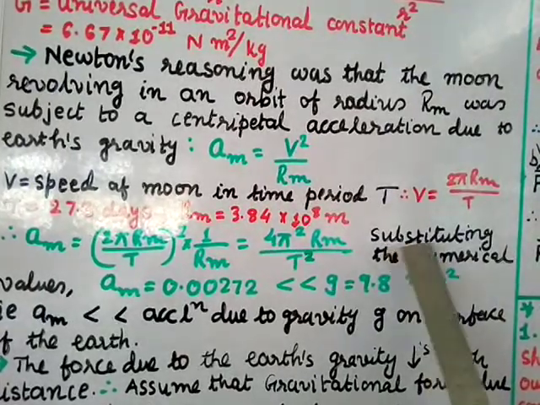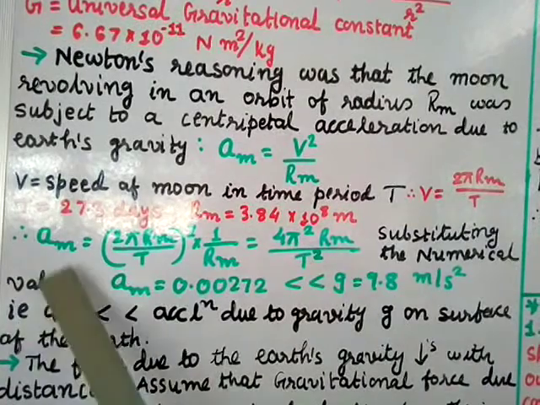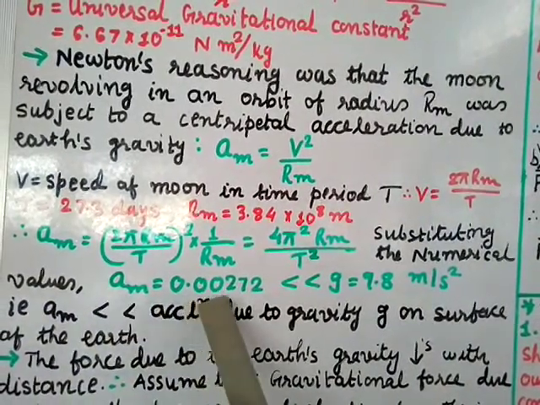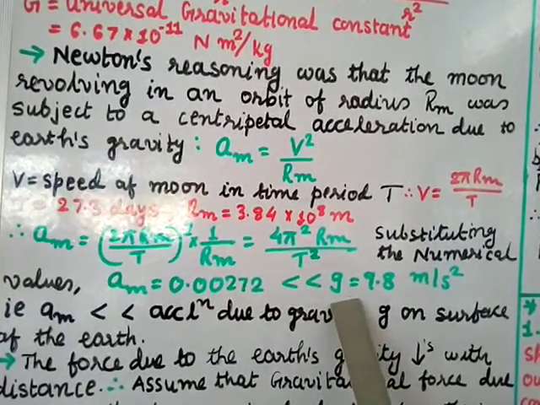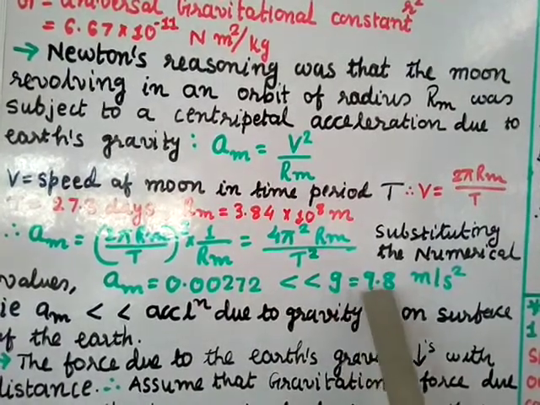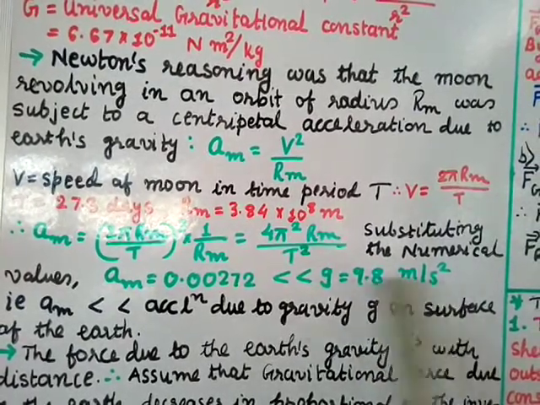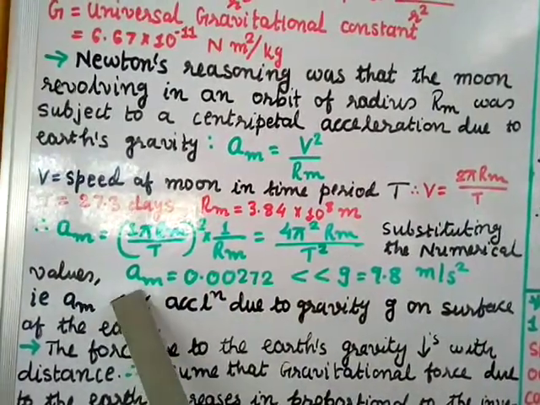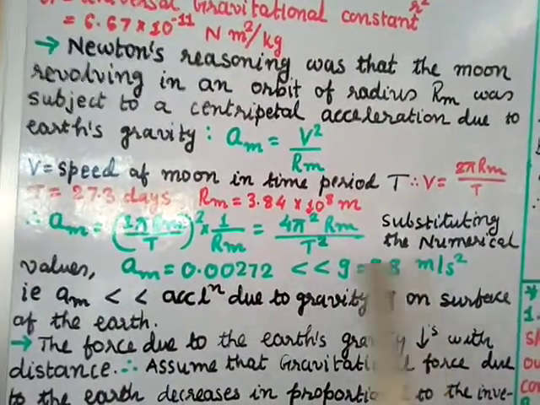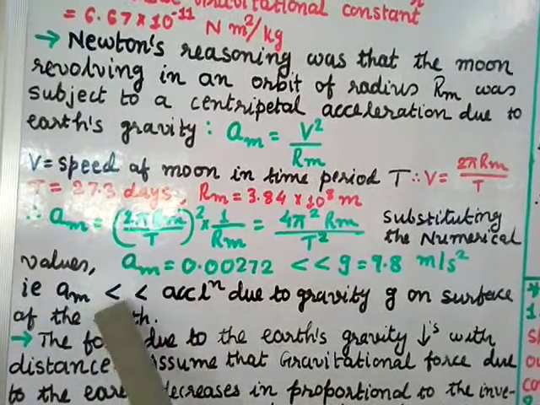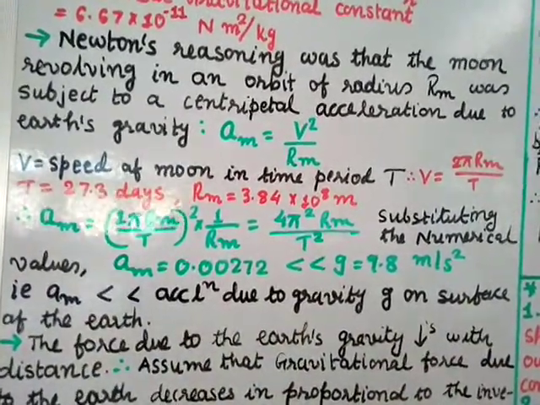Now substituting all the numerical values, we get the value of am as 0.00272 meter per second square, and this is very much less than g. This g is the acceleration due to gravity on the surface of the earth, given as 9.8 meter per second square. So this centripetal acceleration am is very small compared to g, the acceleration due to gravity on the surface of the earth.